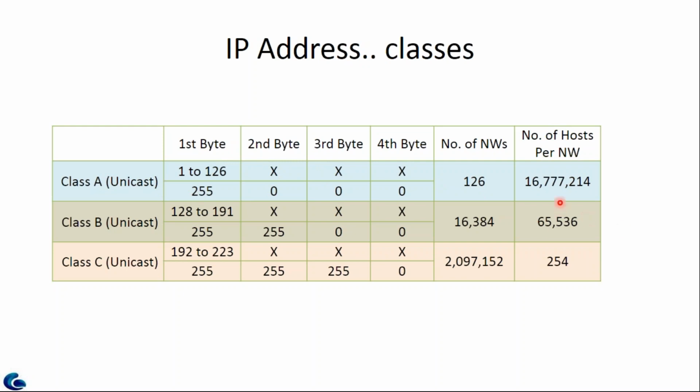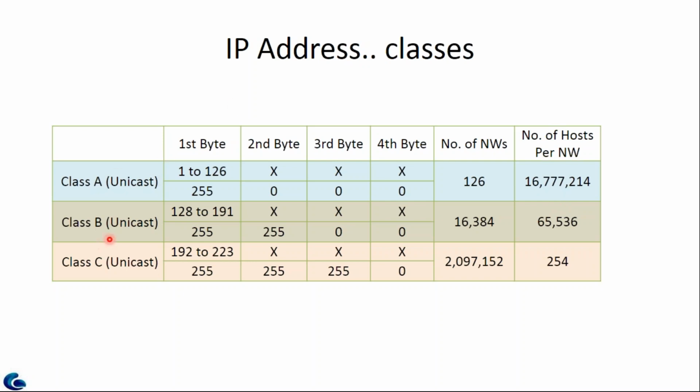It is 16,777,214 addresses possible. Quite huge, right? Can you imagine any subnet or a local area network with that value? No. So that's the reason subnetting becomes that much more important later.